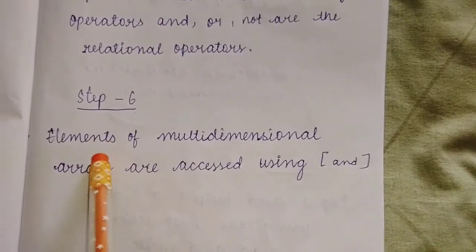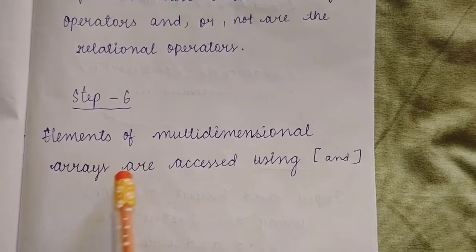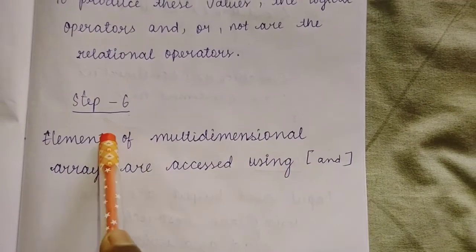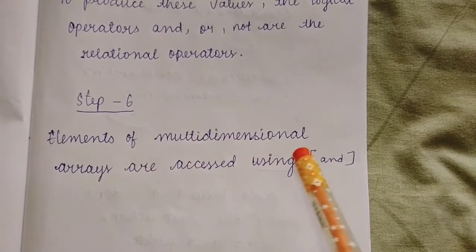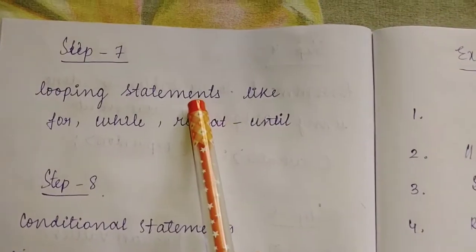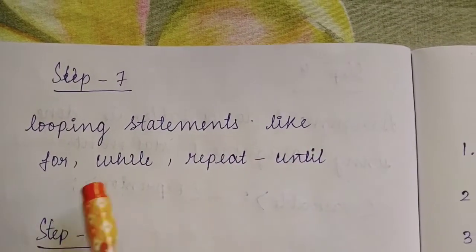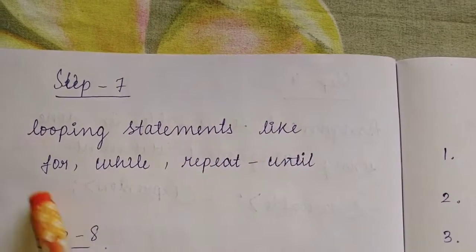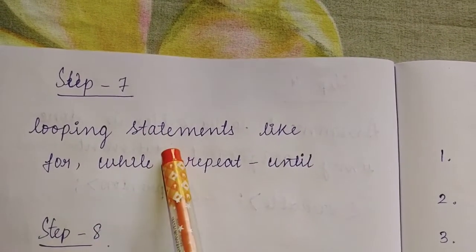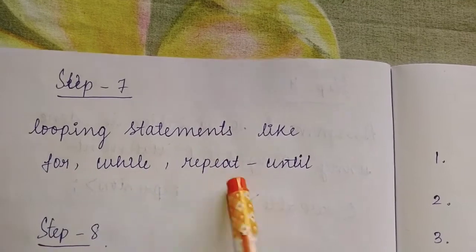Step 6: elements of multidimensional arrays are accessed using indices. Now step 7: in algorithms we use looping statements like for, while, repeat, until.